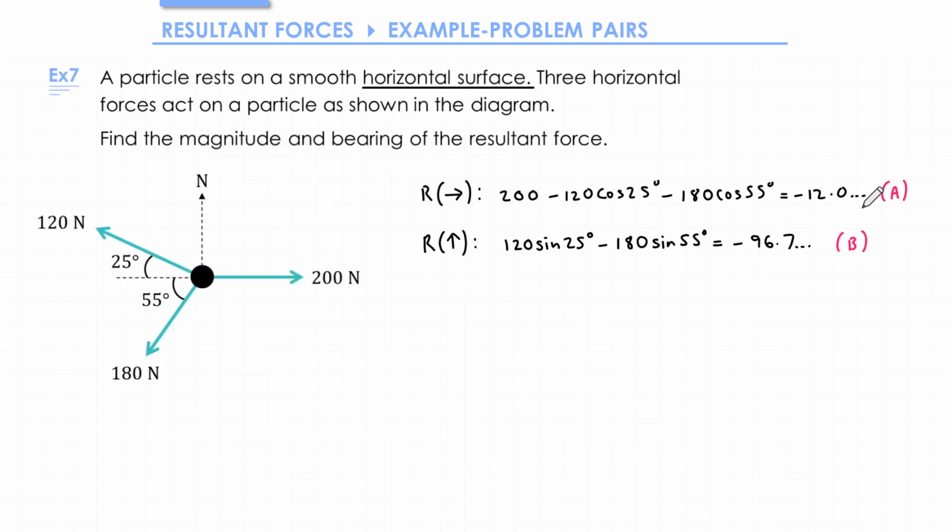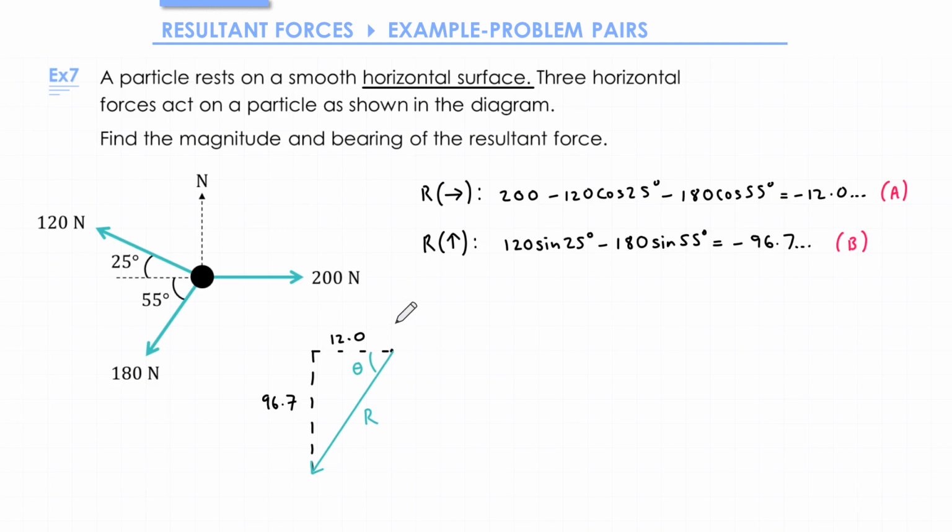Next, I'm going to take these two forces and represent them using a right-angled triangle. So when we were resolving to the right, we got minus 12.0. So starting from a point, I'm going to draw a line to the left of length 12. When resolving upwards, I got minus 96.7. That means I'm going to draw a line downwards in my triangle of length 96.7. And my resultant force will be represented by a line that goes from the start to the finish. We'll label the magnitude of the force R, and we'll label this angle in here theta.